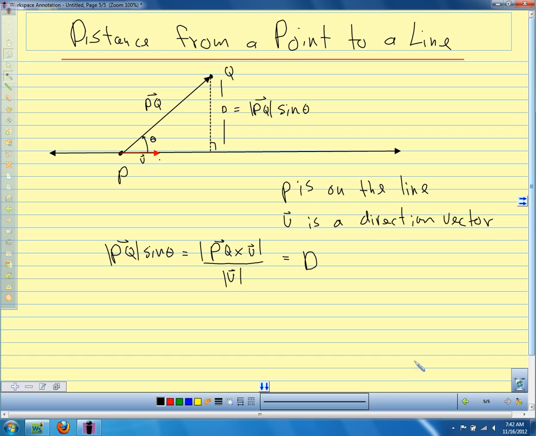Did I? 305, 35, 39, 43. 35 is equation of the plane passing the point. Oh, that's right. That's for Monday. You're one day ahead.